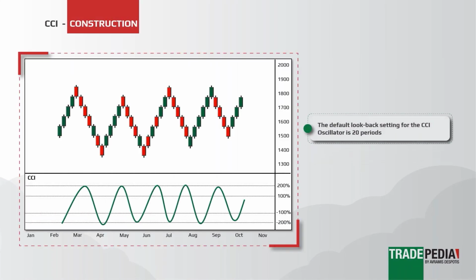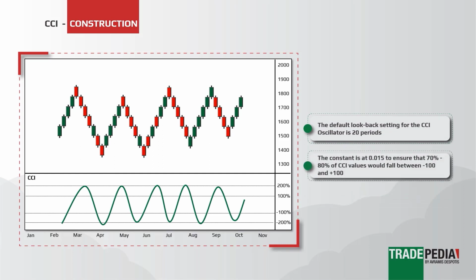The default look-back setting for the CCI oscillator is 20 periods. Lambert set the constant at 0.015 to ensure that approximately 70 to 80% of CCI values would fall between -100 and 100.